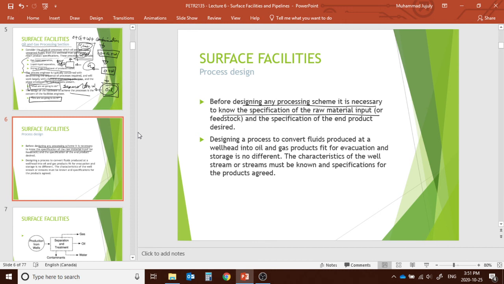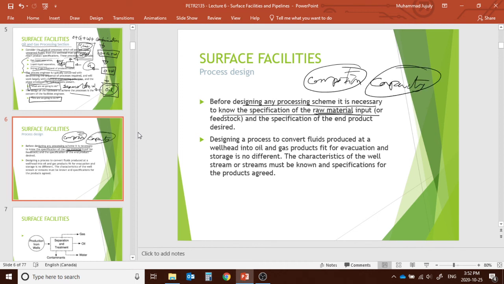So before designing any process sequence or any process scheme, it is necessary to know the specification of the raw material input. This is very, very important. Based on this raw material, we design the unit, we design the equipment. So the composition of the raw material and the capacity, based on these parameters, we do the equipment sizing.